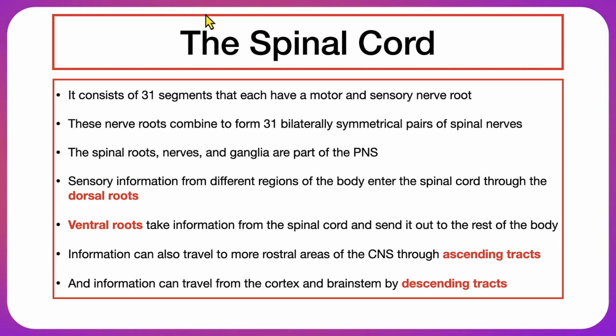The spinal roots, nerves, and ganglia are all part of the peripheral nervous system. Now, sensory information from different regions of the body enter the spinal cord through the dorsal roots, whereas ventral roots take information from the spinal cord and send it out to the rest of the body. Information can also travel to more rostral areas of the central nervous system through ascending tracts, and information can travel from the cortex and brainstem by descending tracts.